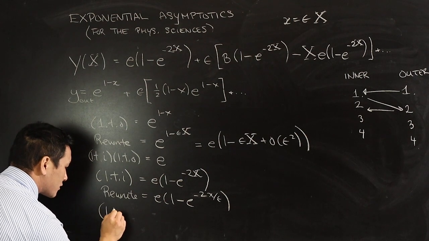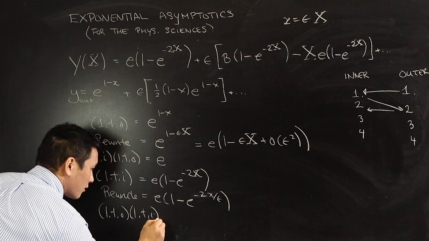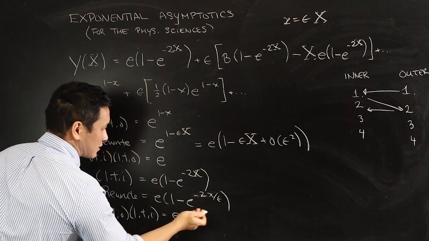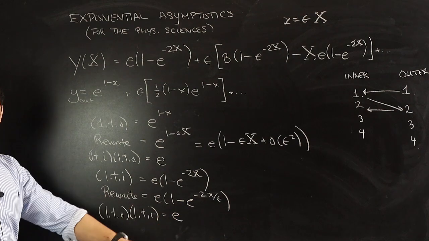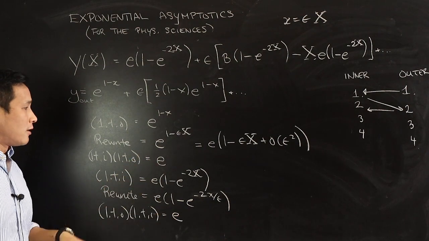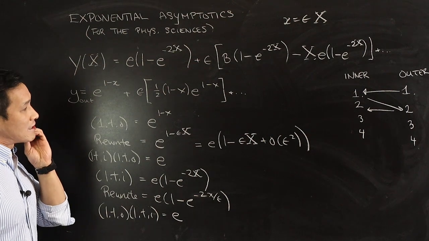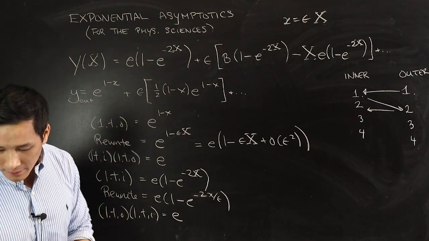So if I take the one term outer of the one term inner, I simply get e, because this is exponentially small. It's smaller than any algebraic correction. And so e matches e, and that's our matching procedure. But now we can do that with basically the two-term outer and the two-term inner. So let's do that together.